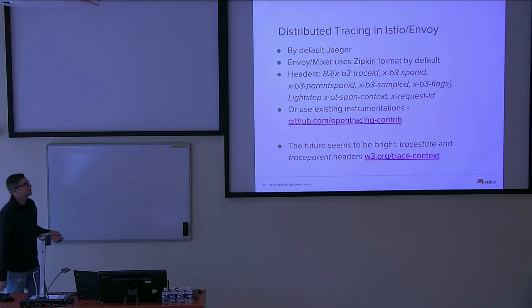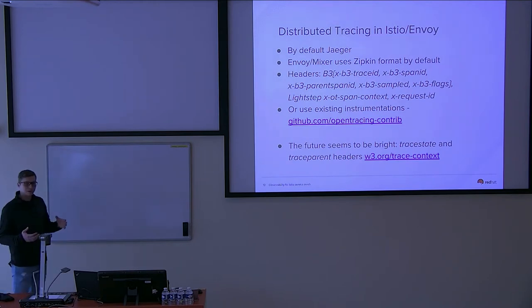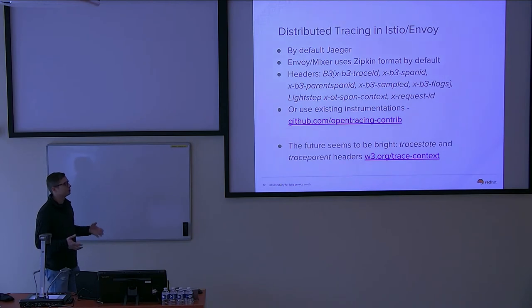So as I mentioned, the default tracing in Istio uses Jaeger, but actually Envoy and Mixer produce traces in Zipkin format. It's because Jaeger is an OpenTracing implementation, and there is no standard data format with OpenTracing. So the Envoy project decided to use Zipkin because the format is well standardized. But Jaeger can consume Zipkin data, so there is no problem with that.